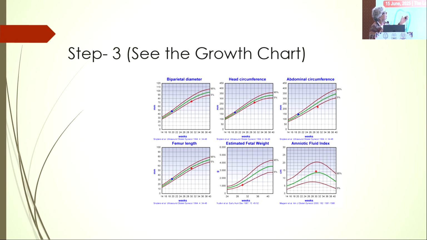We can see here the first scan was done at 20 weeks and everything was looking okay. But now at 30 weeks, we can see that everything is going on the lower side, particularly the abdominal circumference and head circumference, and the estimated fetal weight is going down. So what information can I get from this?